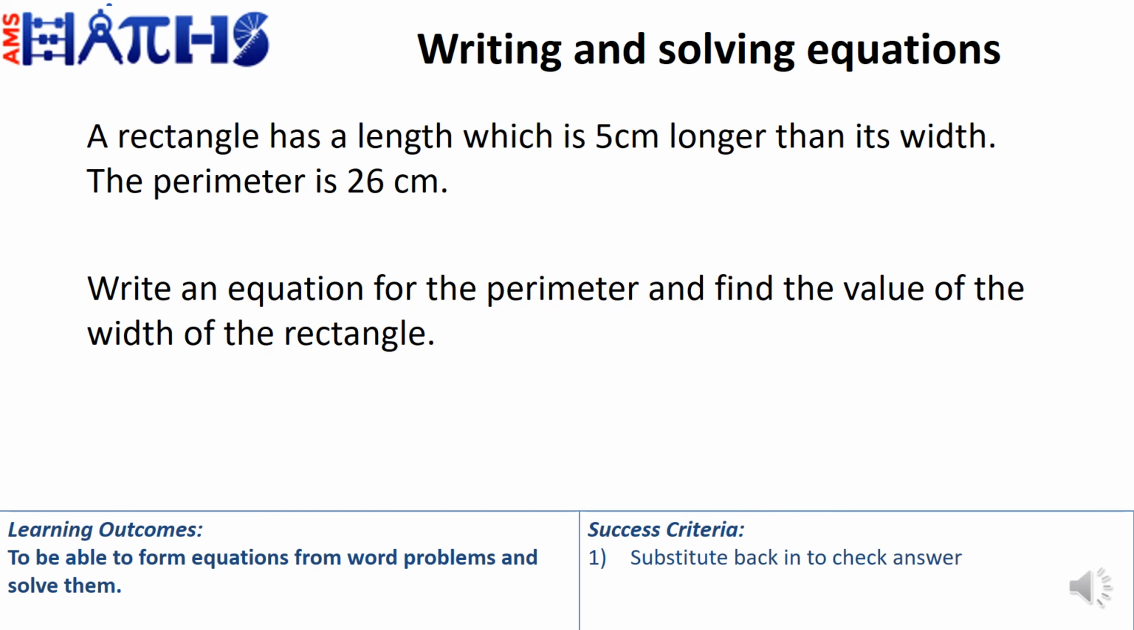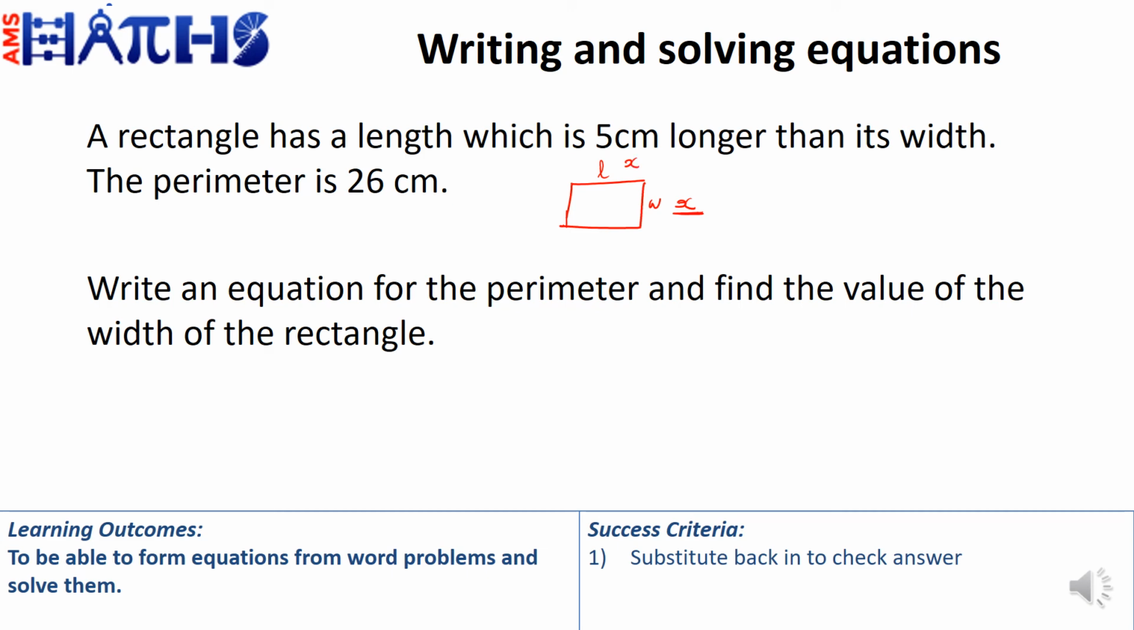Shapes problem again. A rectangle has a length which is 5 centimeters longer than its width, and the perimeter is 26. So it's a perimeter question. Let's just make a sketch to give us an idea of what we're working with. So we have the width and we have the length. It says that the length is 5 centimeters longer than the width. So let's call the width x.